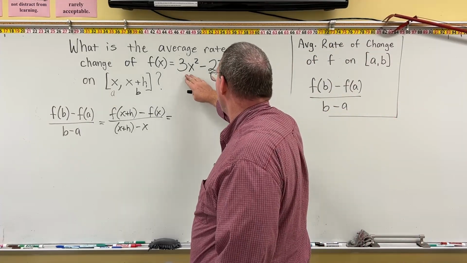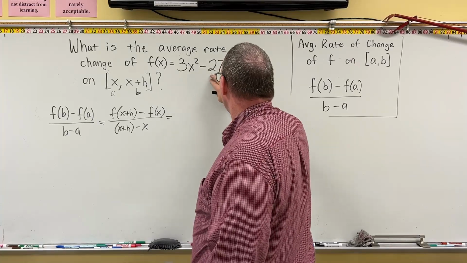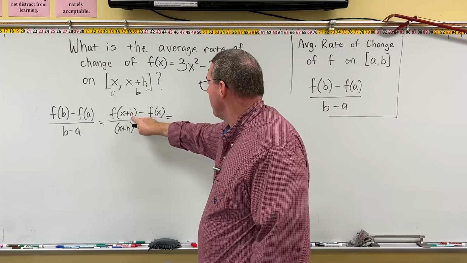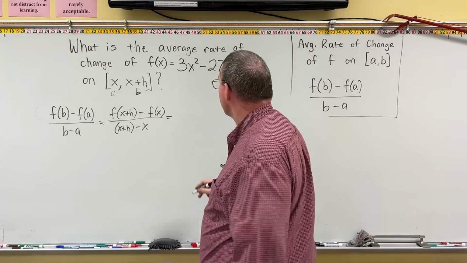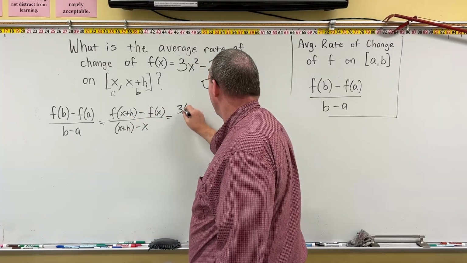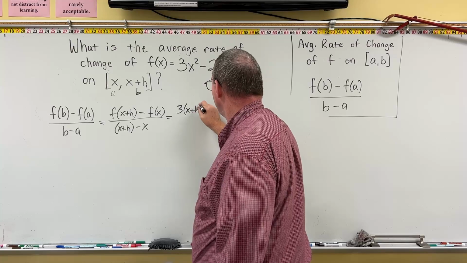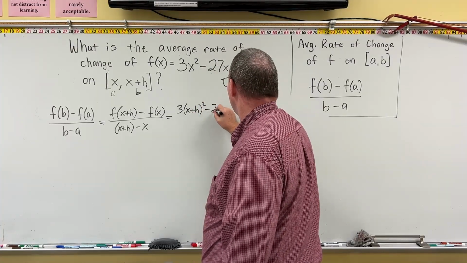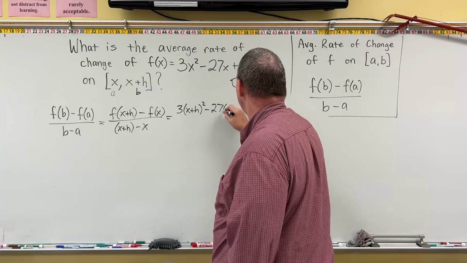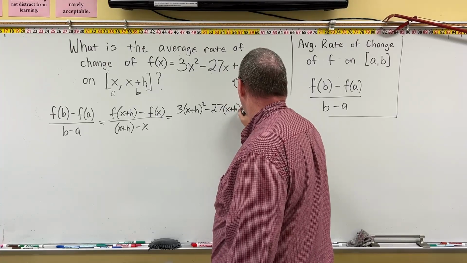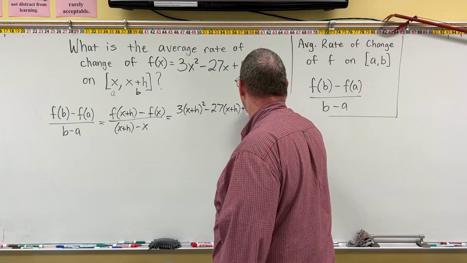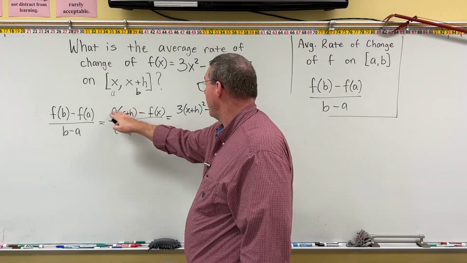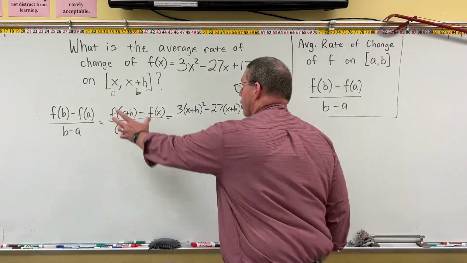We're going to take this 3x squared minus 27x and plus 17. And in place of the x, we're going to put x plus h inside parentheses. So we're going to do 3 times x plus h squared minus 27 times x plus h plus 17. Okay, so this is just this part right here. This is just this part.